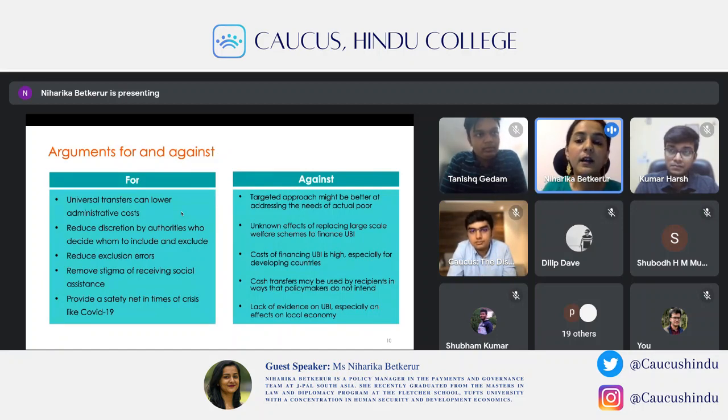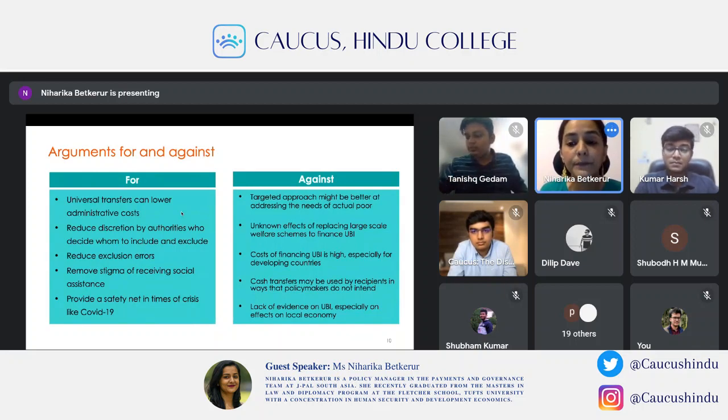And then there are unknown effects of replacing large-scale welfare schemes, which developing countries would have to do in order to finance a UBI. Think of replacing something like the PDS or the MGNREGA with a UBI. I mean, we don't know what kind of effect that would have. And then the cost of financing a UBI is really high, and we can go into more detail later about what the considerations are and how countries can actually go about financing it. But for developing countries, the costs will be fairly high, and they would have to make some politically challenging decisions as well.